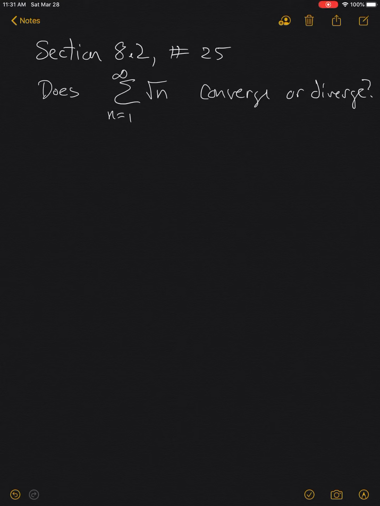Right, this is section 8.2, exercise number 25. Again, we're asked, does the following series converge or diverge? In this case, it's the series, the sum from n equals 1 to infinity of the square root of n.